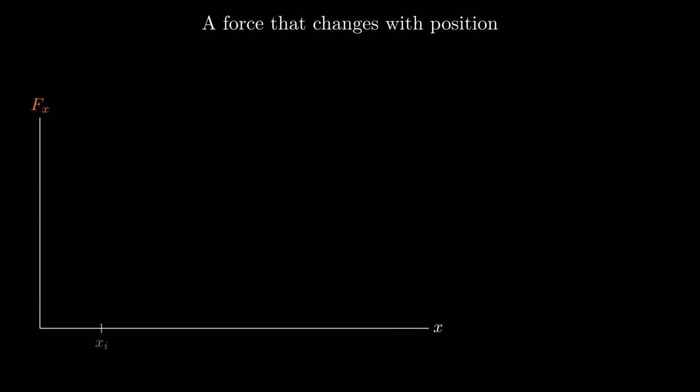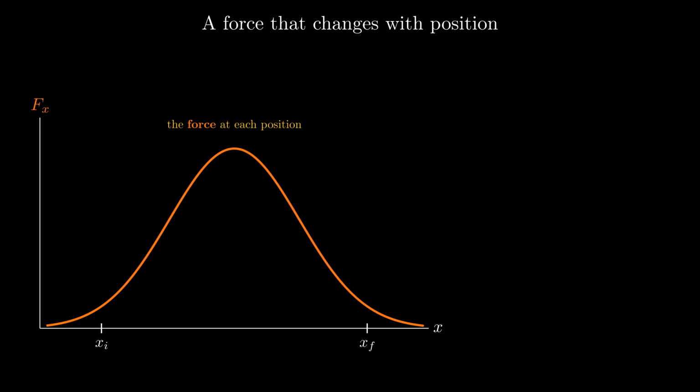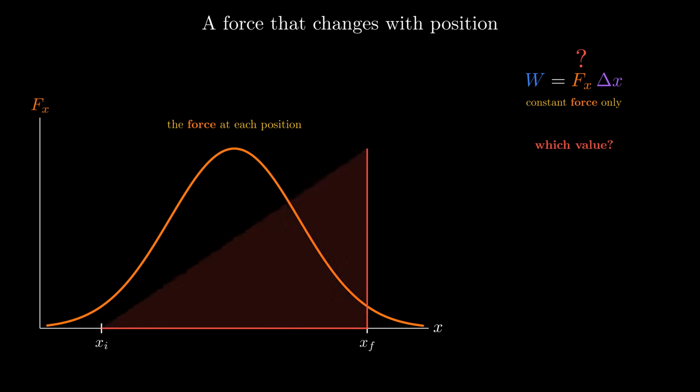A body moves along the x-axis from an initial position, x sub i, to a final position, x sub f, pushed by a force whose x component depends on position. Graph that component against position, and a sample force might trace a bell-shaped curve, small near the start, peaking in the middle, small again near the end. For a constant force, work was the force component times the displacement. But this force is not one number. It is a different number at every point.